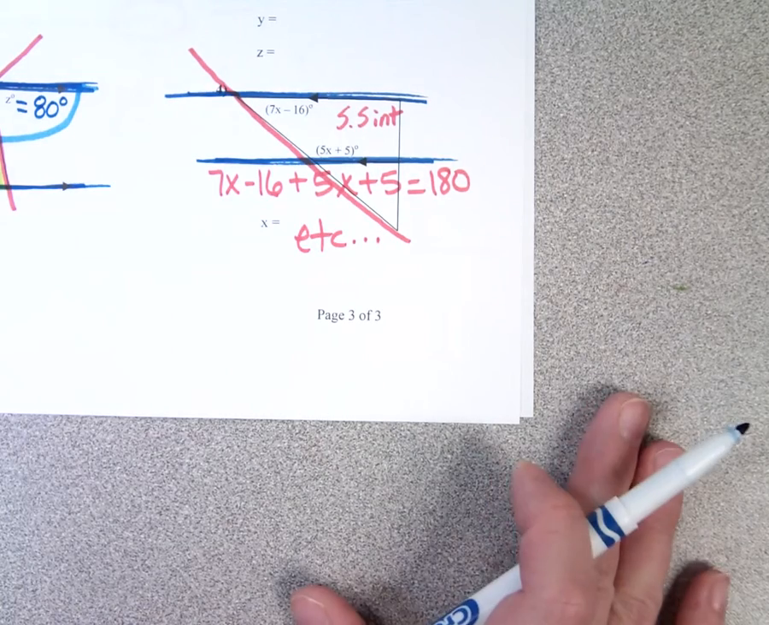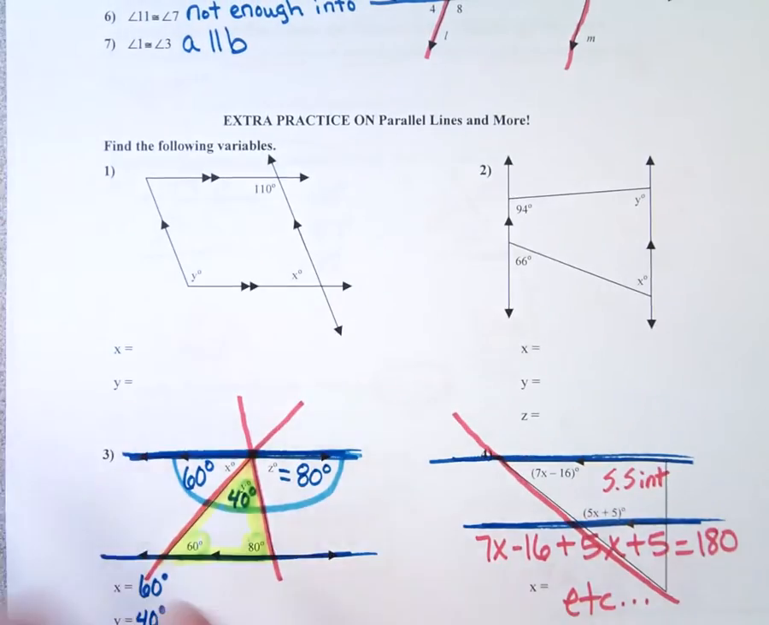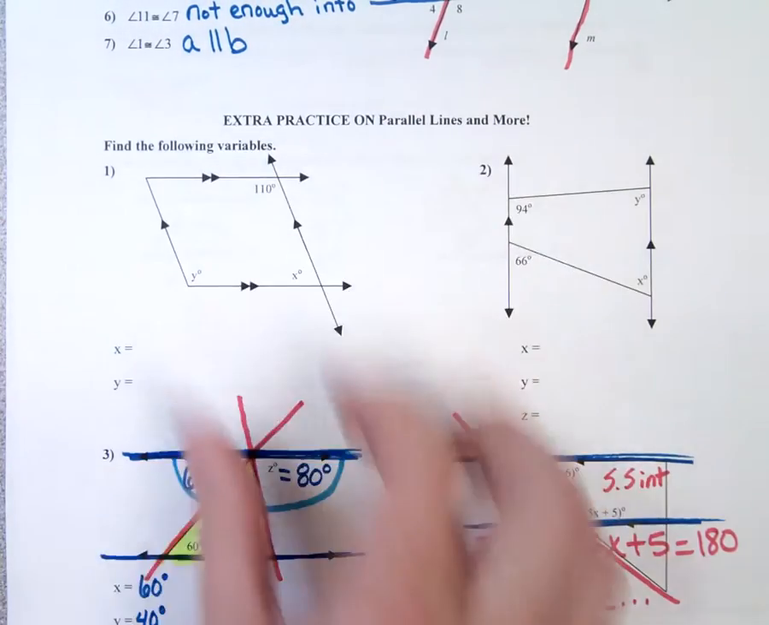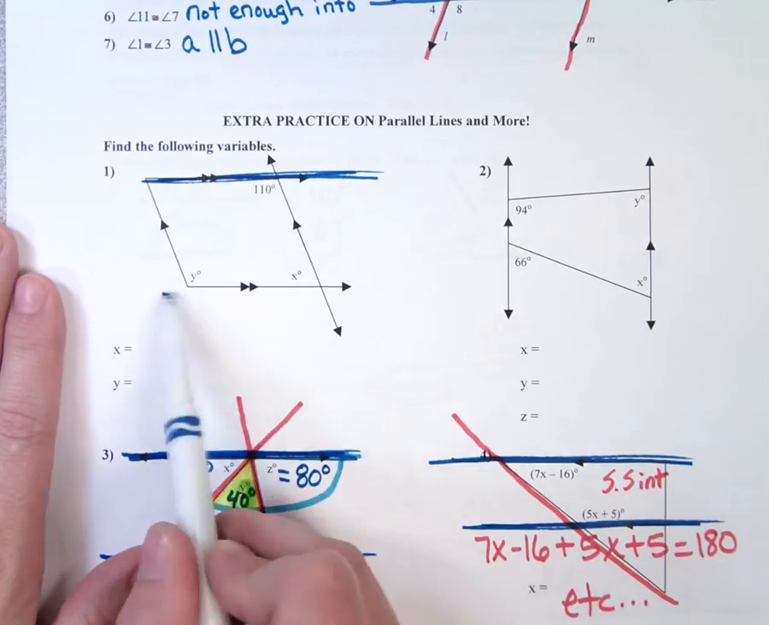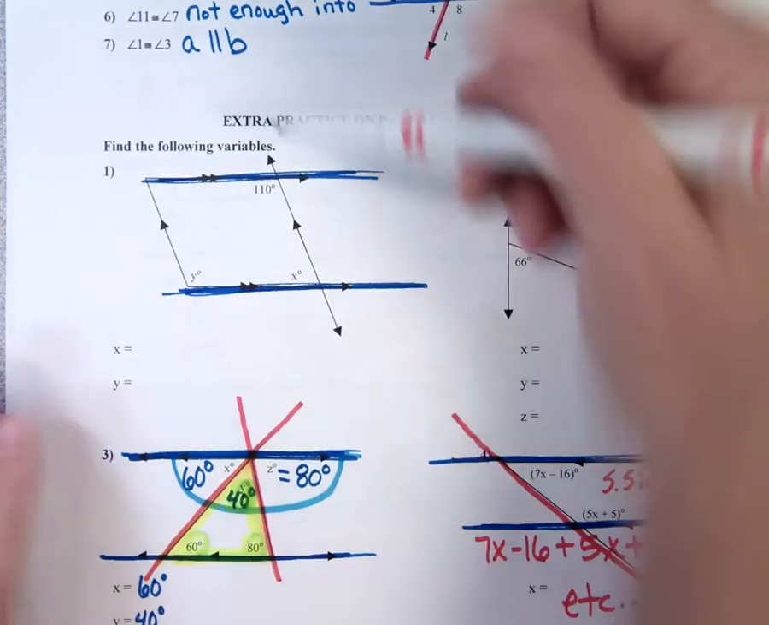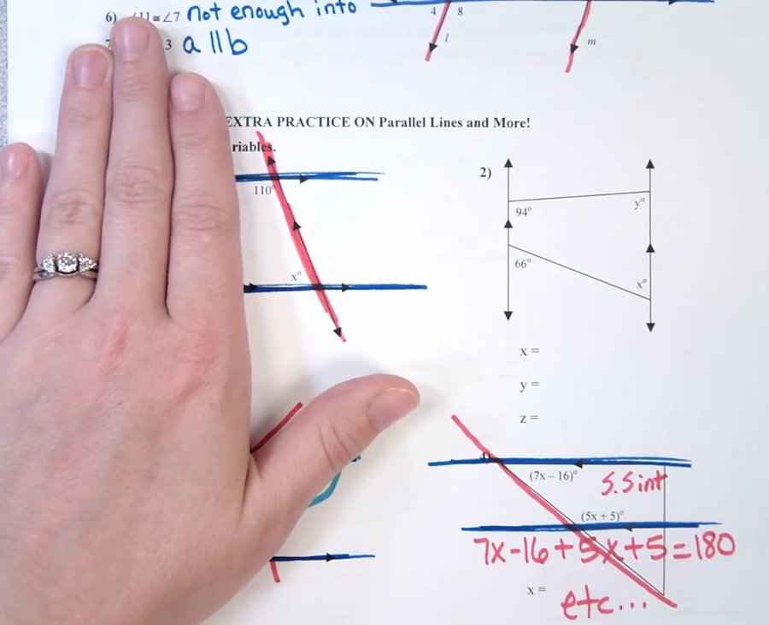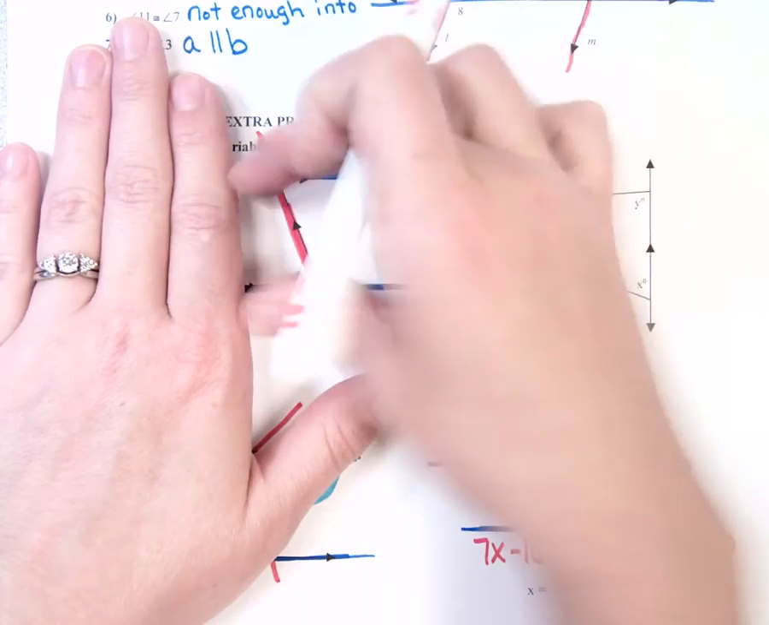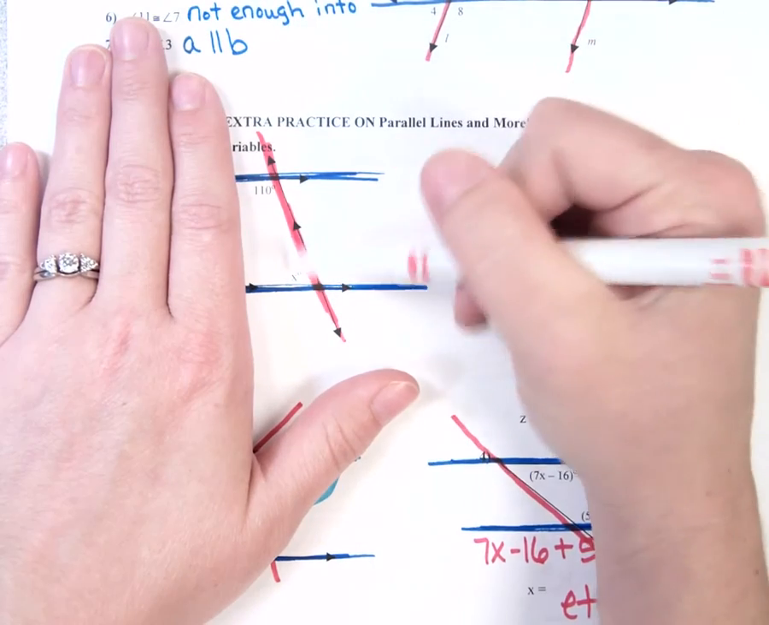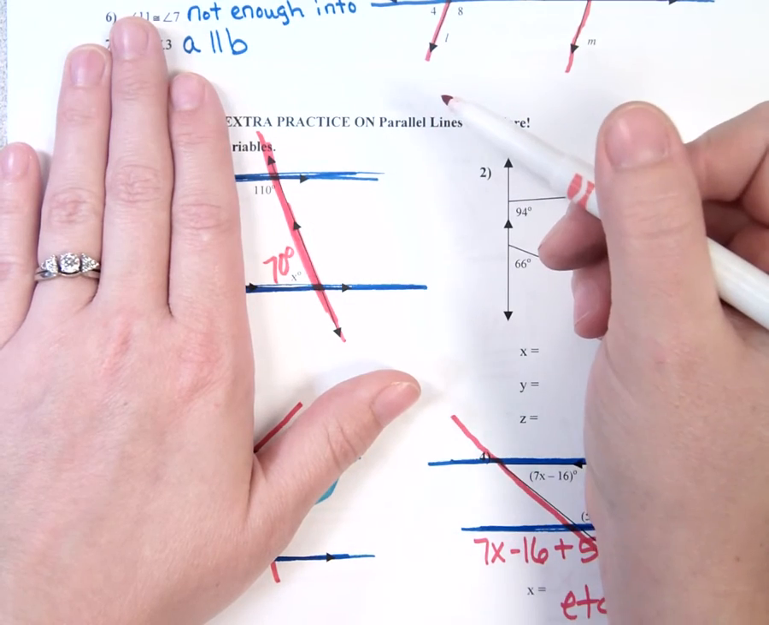Okay, and then I want to go back to number 1. Number 1, these lines are parallel and these lines are parallel. So first, I'm going to think about these guys being parallel. And the one cutting through them, the transversal, I'm going to cover that up. What do you know about the X and the 110? They're same side interior angles. So X would be 70. Same side supplementary, same side supplementary.